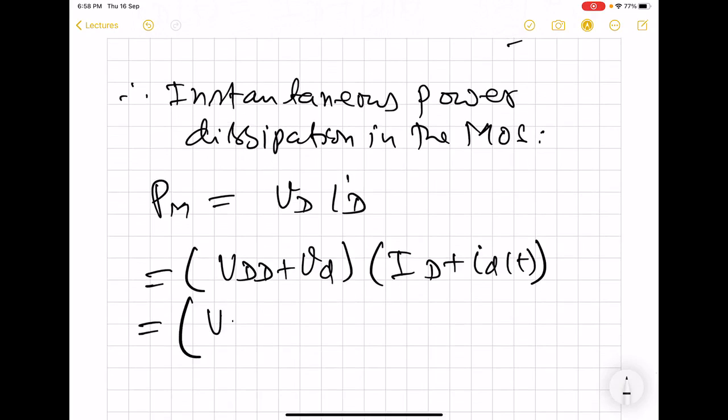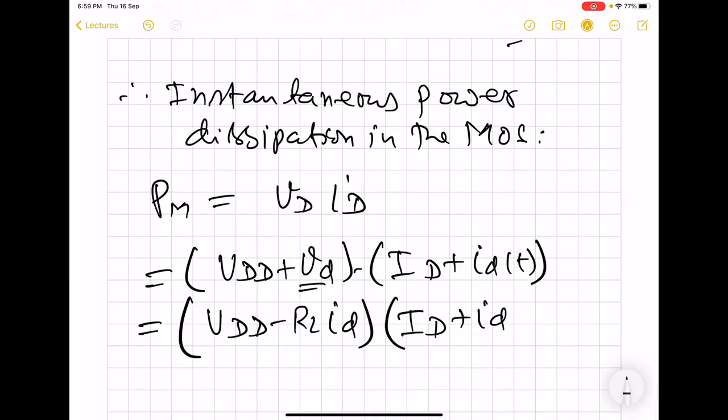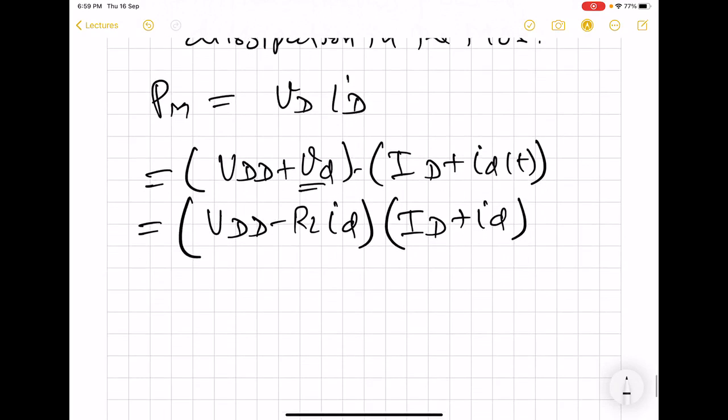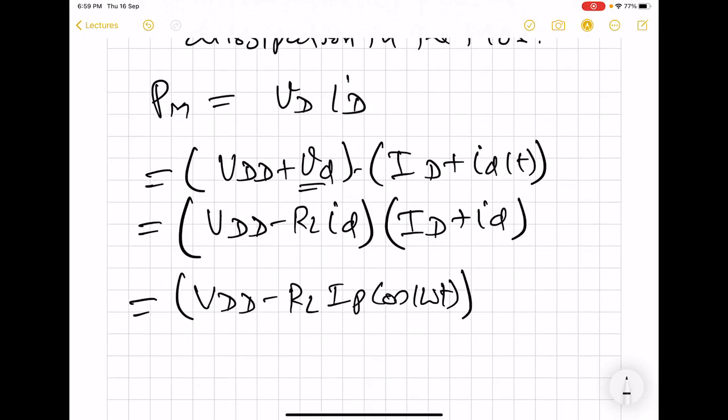And we know that this drain voltage is minus RL into the drain current flowing through it. And this drain current is of cosine form, IP into the same form as the VI, the input voltage.